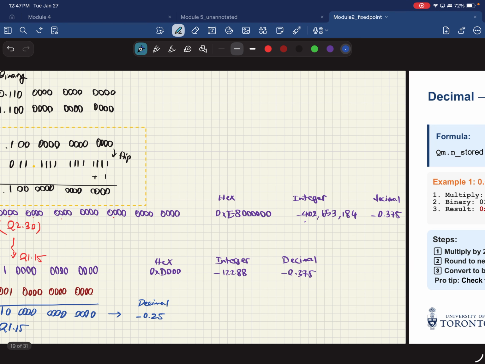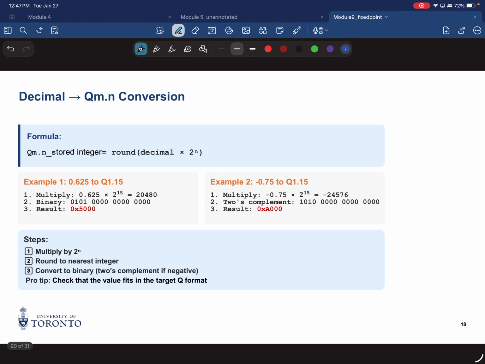Okay, so everything that we've done so far, I showed it by these steps, right? Kind of like made an algorithm, like when you want to go from decimal to Qm.n, what you would do. And these are examples we solved in the class, so I'm not going to spend too much time on these. You've seen them. I didn't want to show you this first because I don't want you to just memorize a bunch of steps.